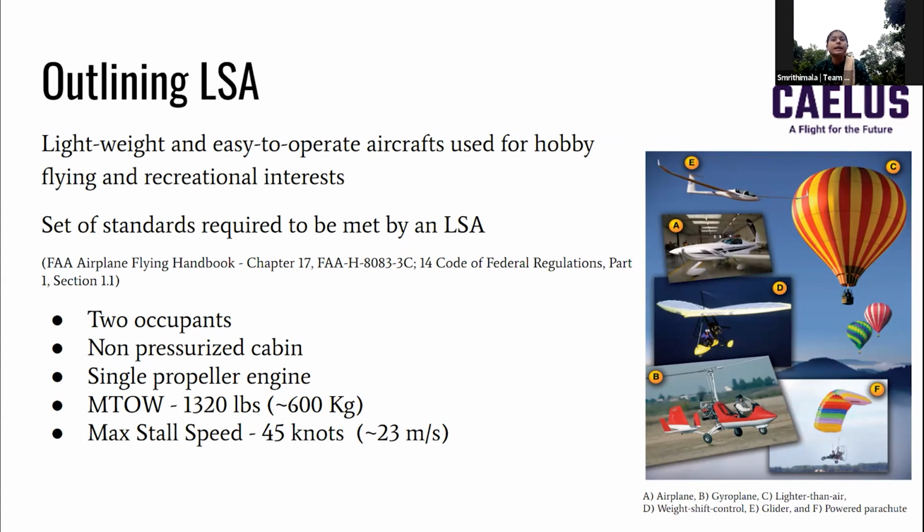The LSA category covers a wide variety of aircraft including airplane, gyroplane, lighter than air, weight shift control, glider and powered parachute. According to the Federal Aviation Administration, airworthiness certificates for a light sport aircraft are issued under 2 categories. One is the special light sport aircraft and the other one is the experimental light sport aircraft.